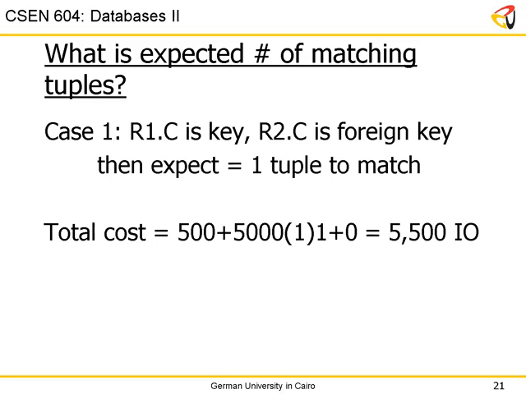So I will repeatedly ask the R1.C index 5,000 times, and every time I will find a match, and with every match I will go and read the page that has this row, and that's why we have a 5,000 here. Multiply by 1 because basically I will always find one match, and I will always read one page. Okay? And the 0 at the end is because the index is not costing me anything. So the total here, if the R1.C index fits in memory, is 5,500 IOs. Okay? That's the first case.